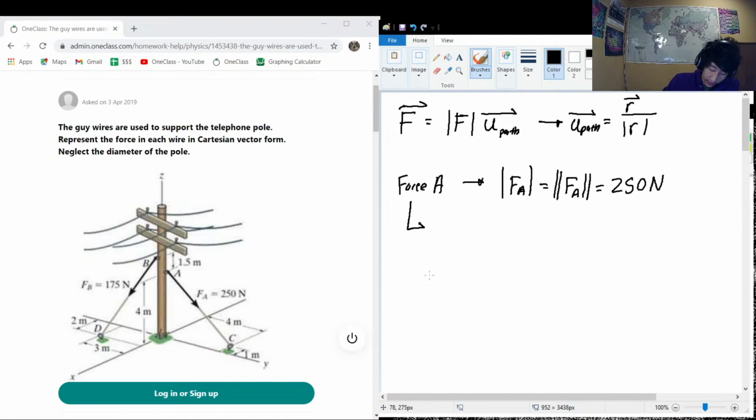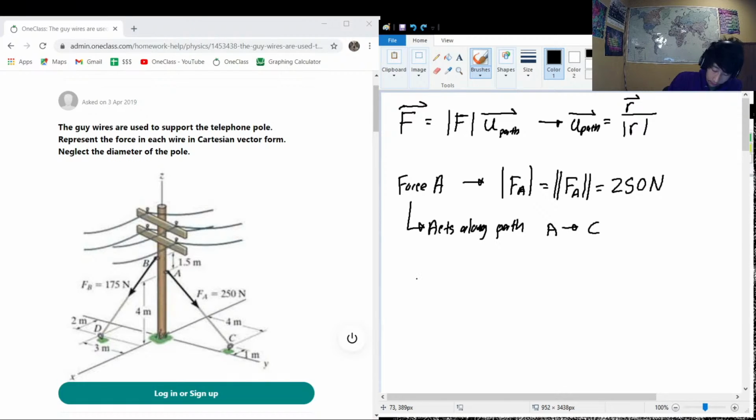And we know that force A acts along the path point A to point C. Okay, so now let's get our points of interest.